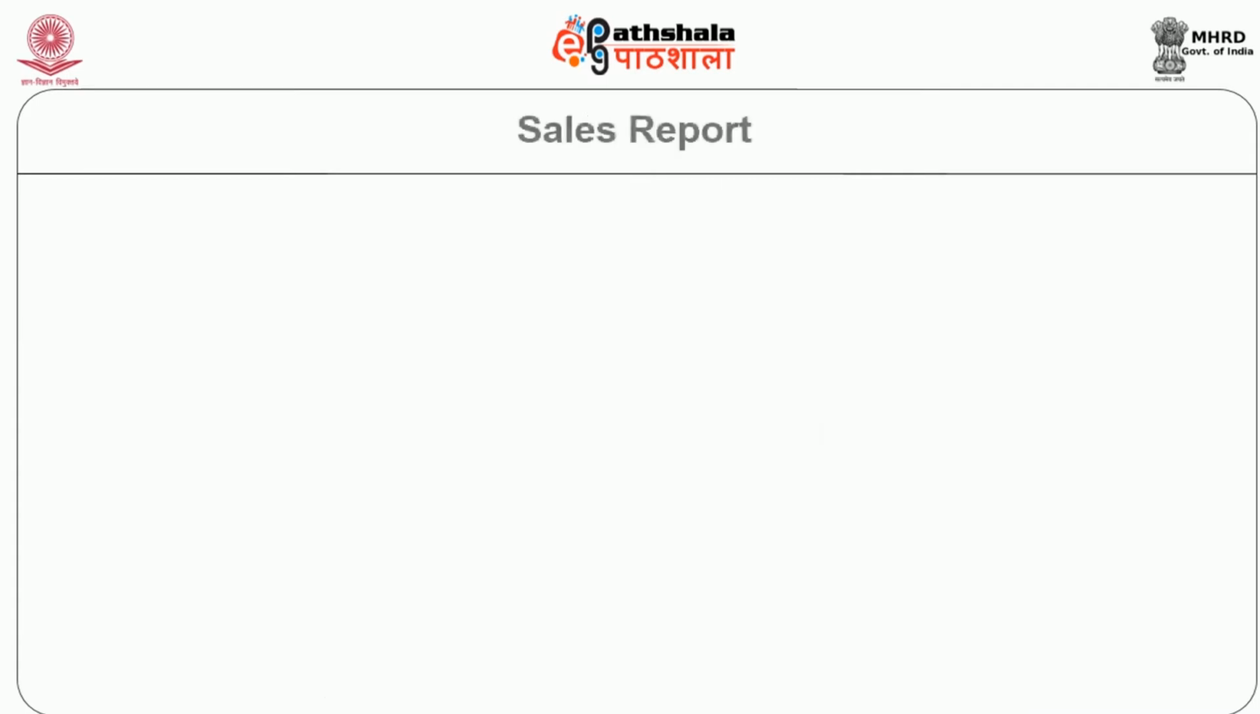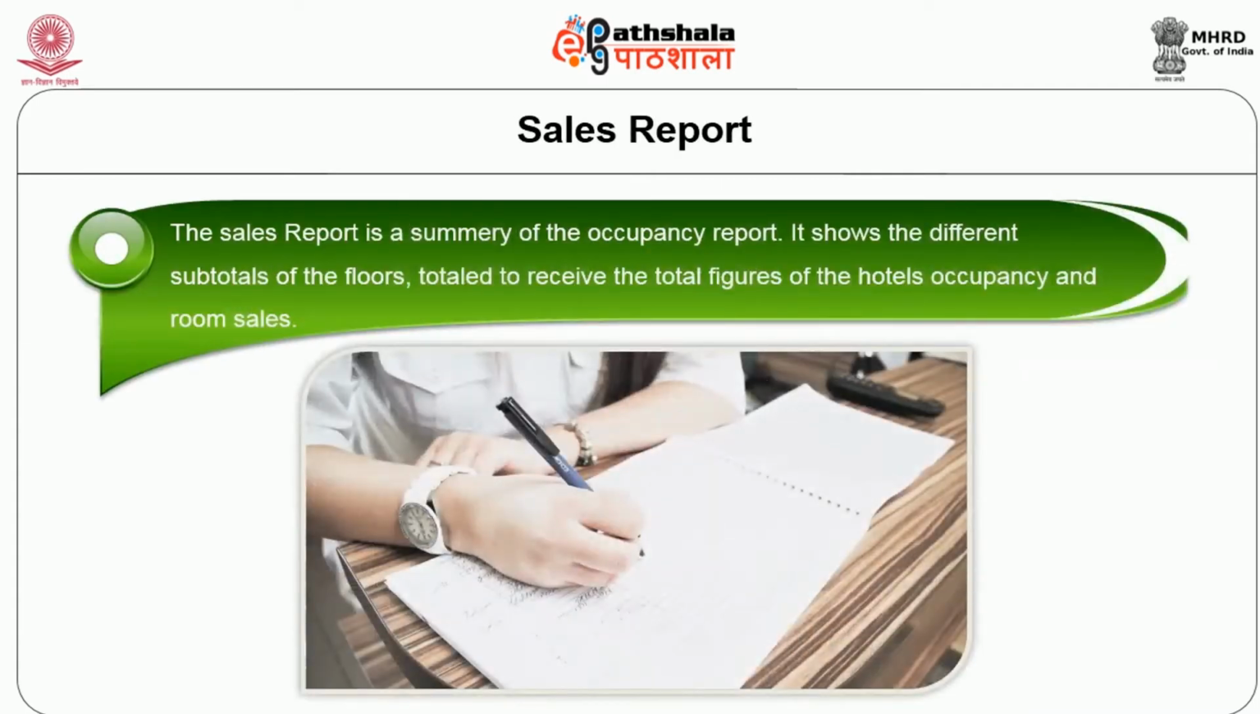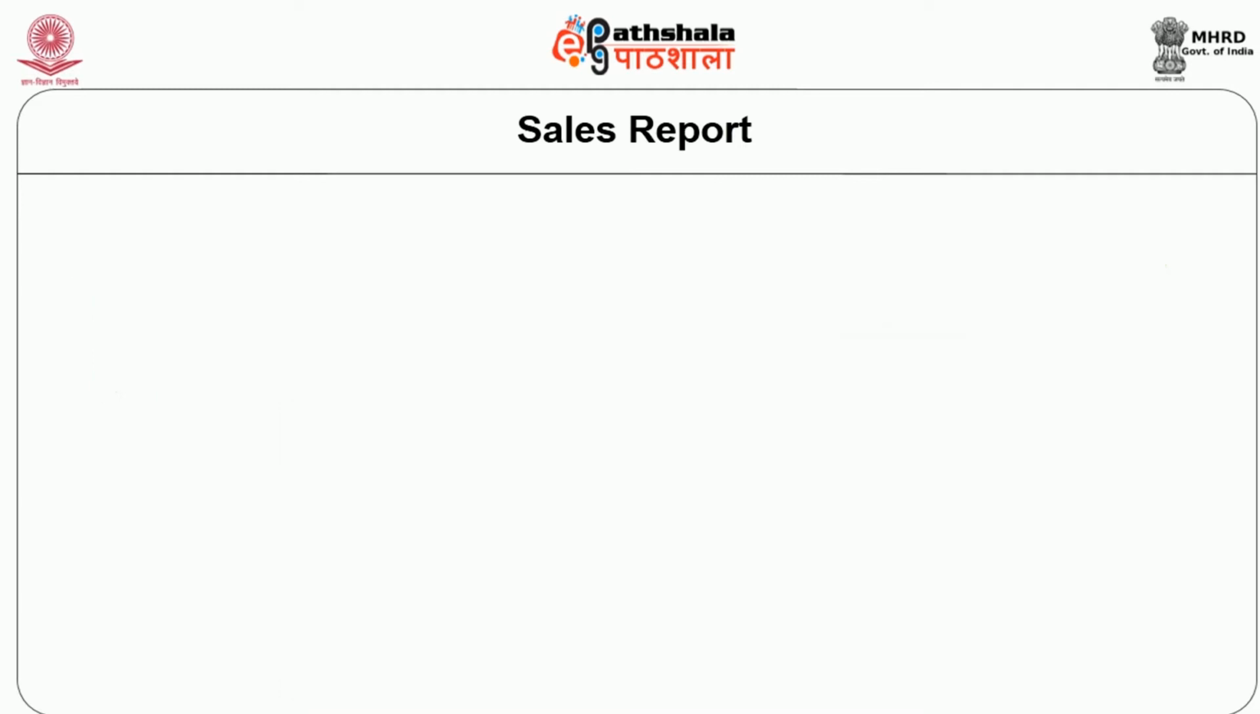Next is the sales report. The sales report is very important. It is a summary of the occupancy report. It shows the different subtotals of the individual floors, to arrive at the total figures of the hotel's occupancy and room sales. So next will be the room sales report.